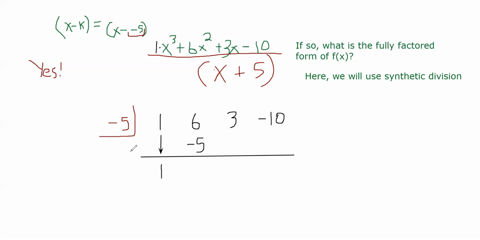So we bring down the first coefficient, then we multiply it to the term up here. Then we do 6 plus negative 5, which is going to be positive 1 again. We repeat the process. Negative 5 times positive 1 again is negative 5. Then we do 3 plus negative 5, which will give you negative 2. Then we do negative 5 times negative 2 to get positive 10 over here.